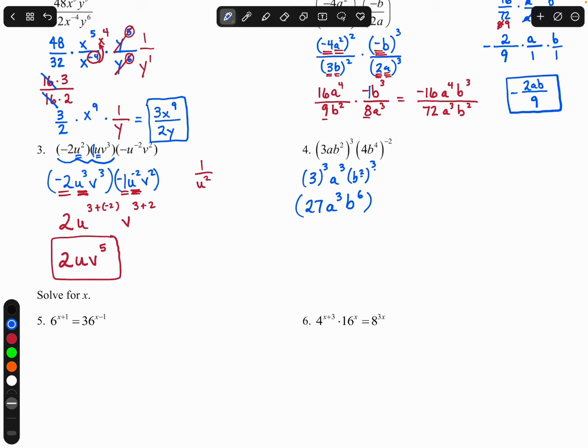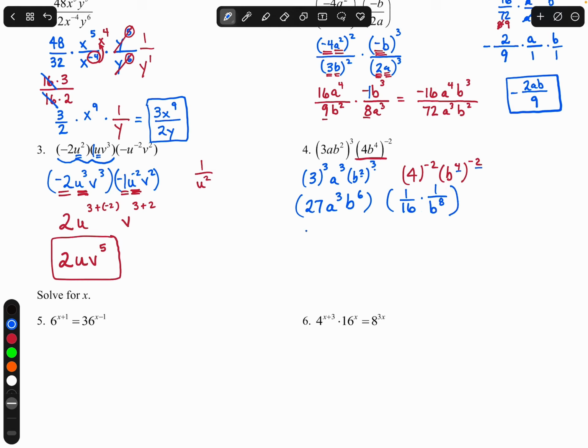On our expression on the right, this is like saying 4 to the negative 2nd power times b to the 4th to the negative 2nd power, right, which should give us here, 4 squared is 16, so 4 to the negative 2nd would be 1 over 16, and then b to the 4th to the negative 2nd would be b to the negative 8th, so we want to change it to 1 over b to the positive 8th.